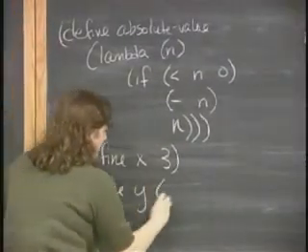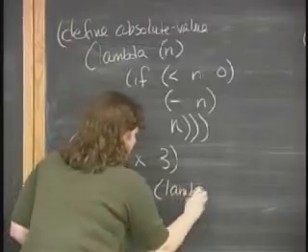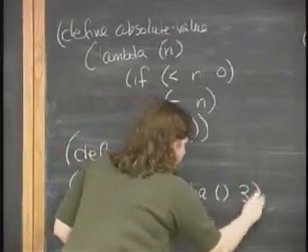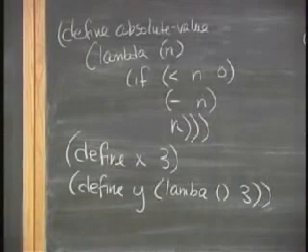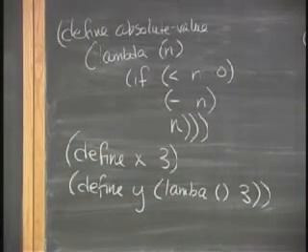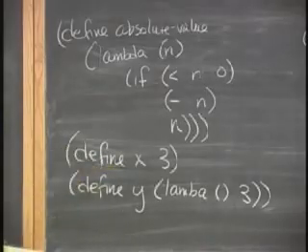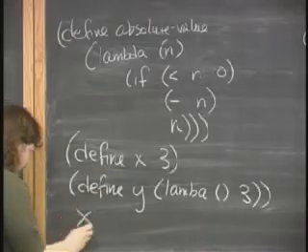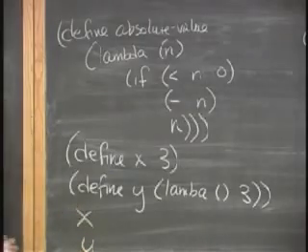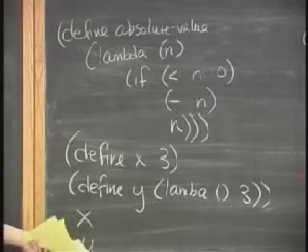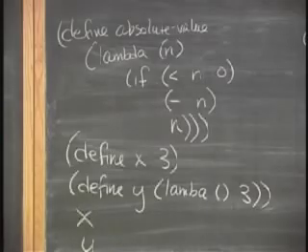We define x to be 3 and y to be a lambda with no parameters returning 3. So, what if I want to get x to return a 3? What would I type in and evaluate? If I wanted to use y, could I just say y? What would it return if I said y and then evaluate?